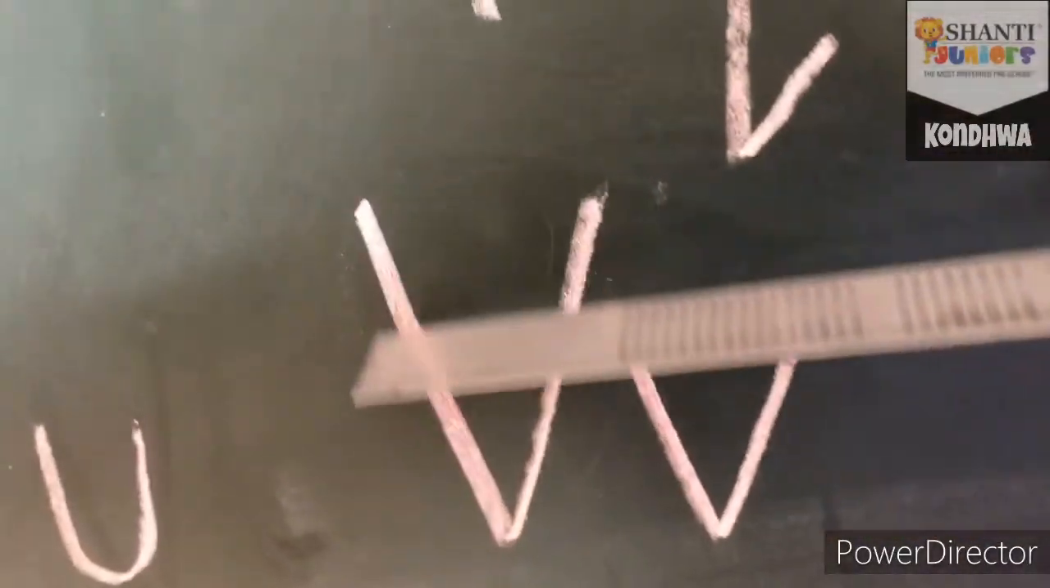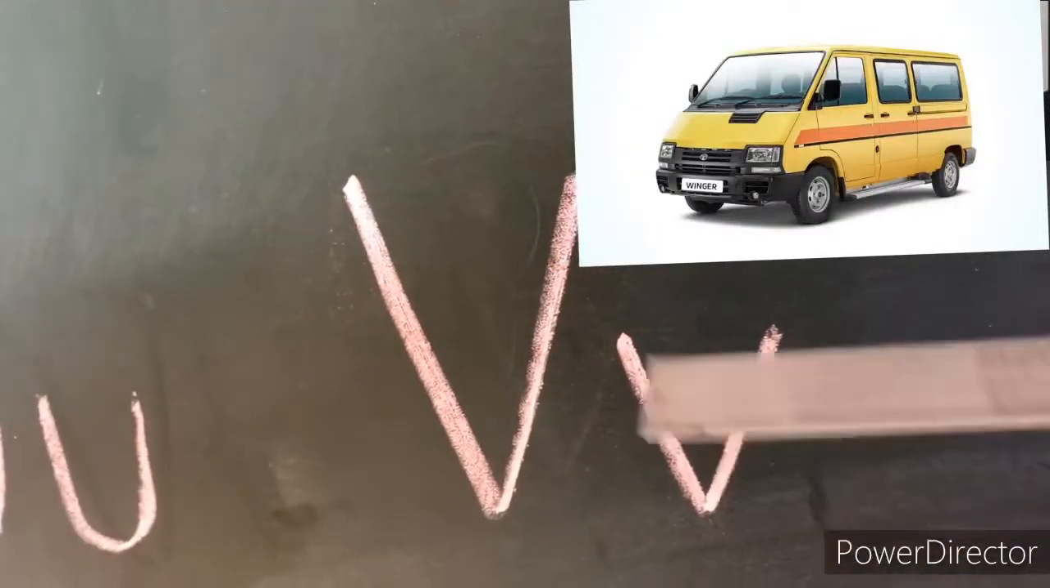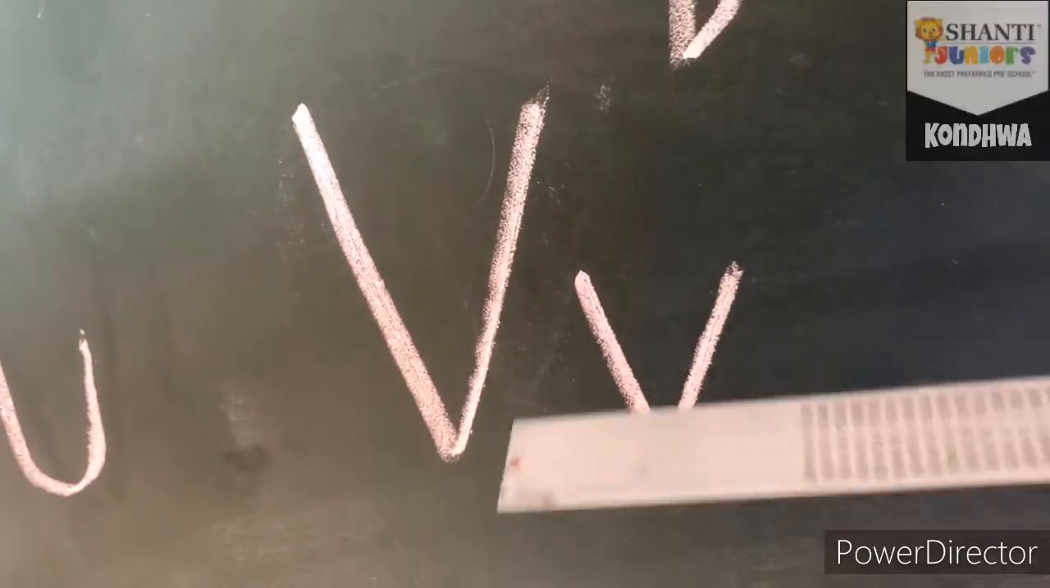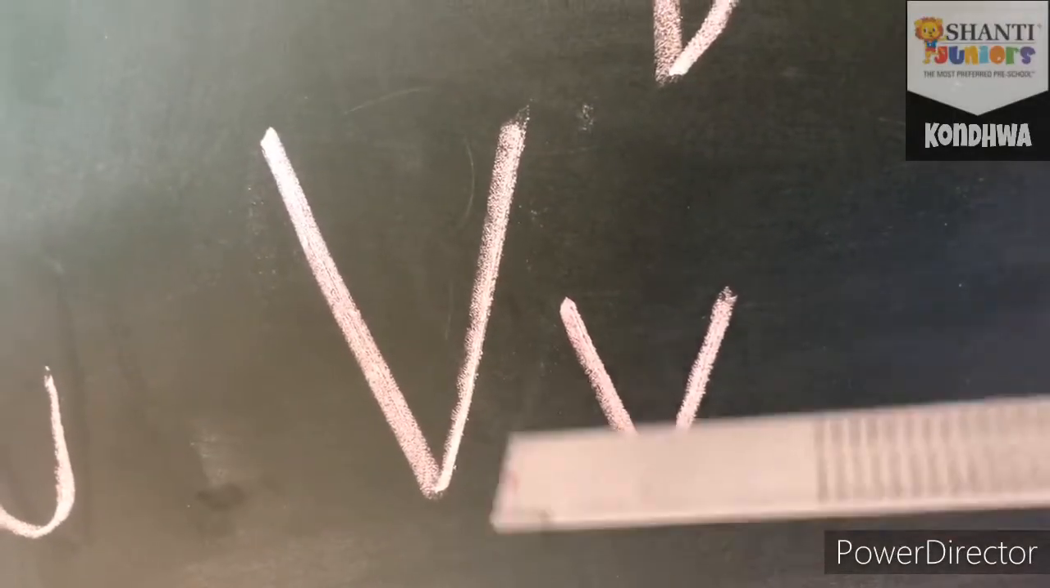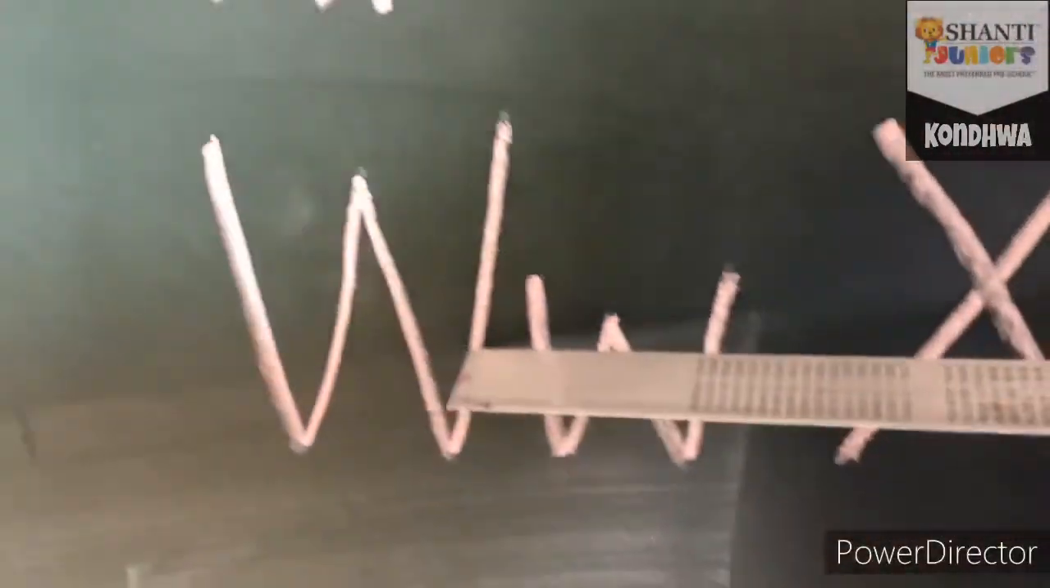Which letter is this? This is capital V and this is small v. What comes from letter V? V for van and V for vase. Okay. Now we'll go to the next letter.